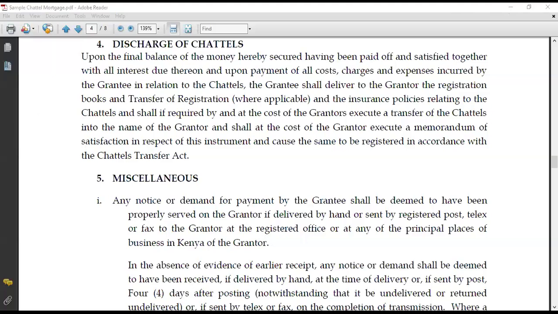Because you can even be told to draft a discharge of charge. So let's look at that. Just write that: discharge of charge, MPSR.